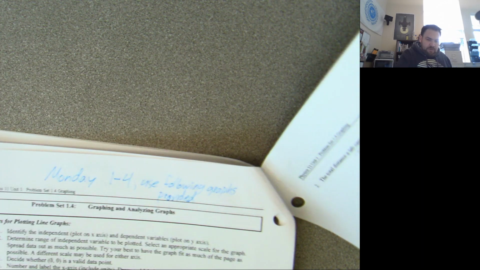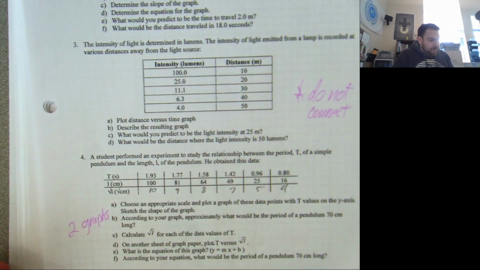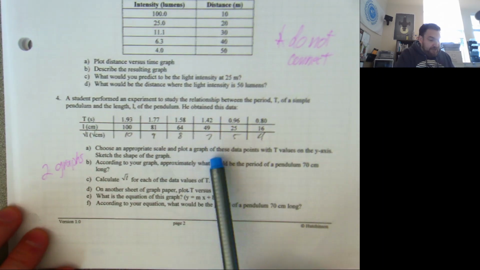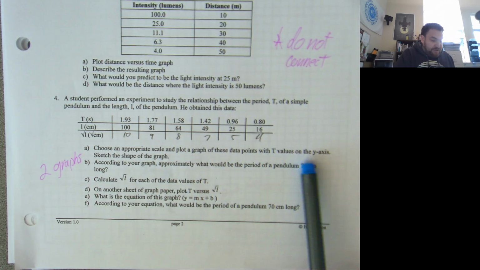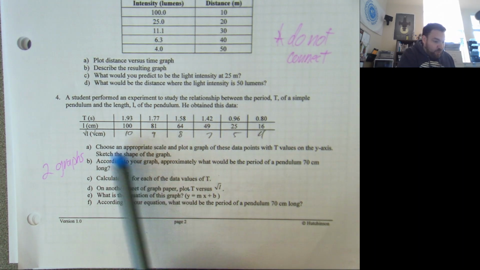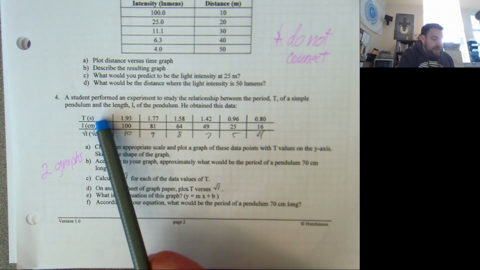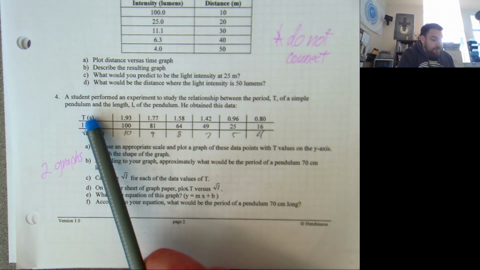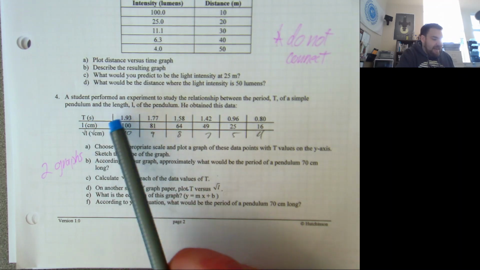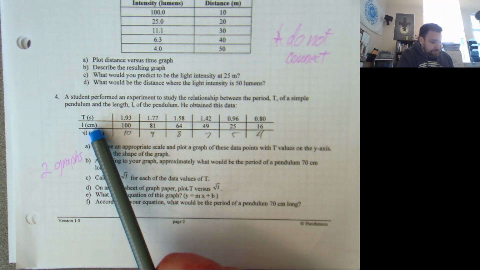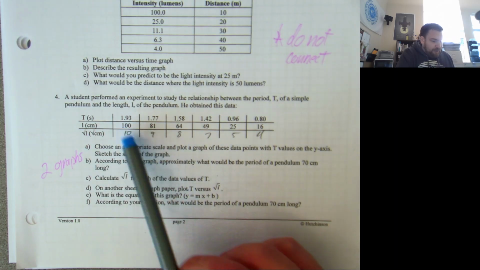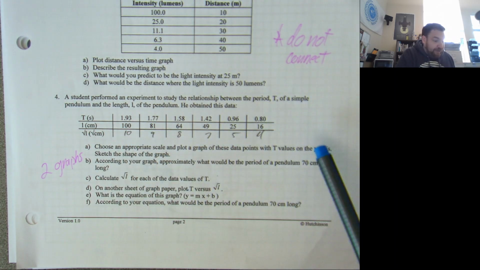So 4, there's a few things going on with 4. It says to choose an appropriate scale and plot the graph of those points with t values on the y-axis and sketch the shape. So it wanted you to graph the relationship between t in seconds, or the period of a pendulum, and L, the length of the pendulum. If we're going to graph those two, it says here we want the period on the y-axis because the period depends on the length.